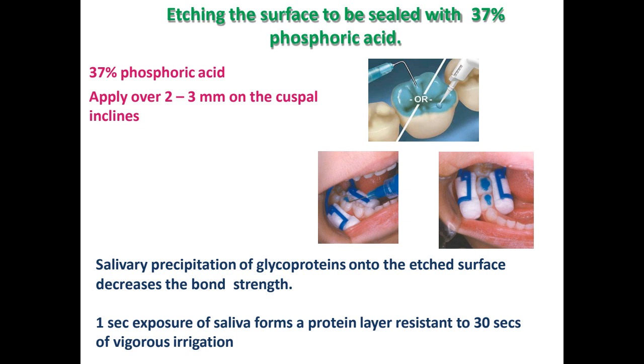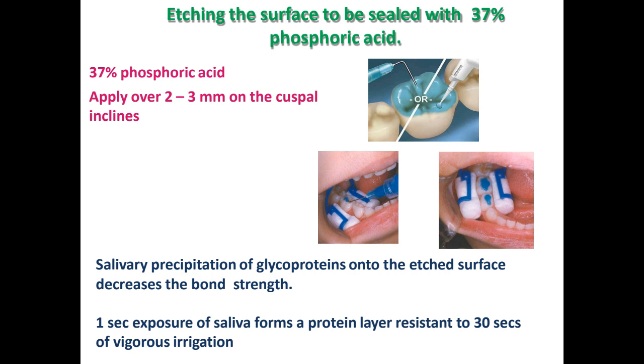We need to apply it over 2 to 3 mm of the cuspal inclines. Why do we need to apply it 2 to 3 mm on the cuspal inclines? Basically, it is required because we need to seal the supplemental fissures present on the cuspal inclines. These supplemental fissures are usually present in the 2 to 3 mm of the cuspal incline. So you need to etch the main pits and fissures as well as 2 to 3 mm of the cuspal inclines.